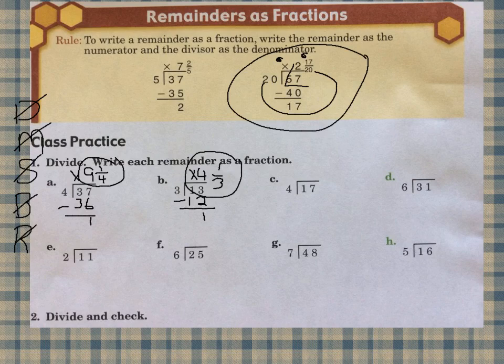C. 4 does not go into 1. 4 does go into 17. 4 times 4 is 16. We'll subtract and we get 1 again for the 3rd time in a row. So our 1 is our numerator, it's the top number of our fraction. And our 4 right here will become our denominator, our bottom number of the fraction. And our answer is 4 1/4.